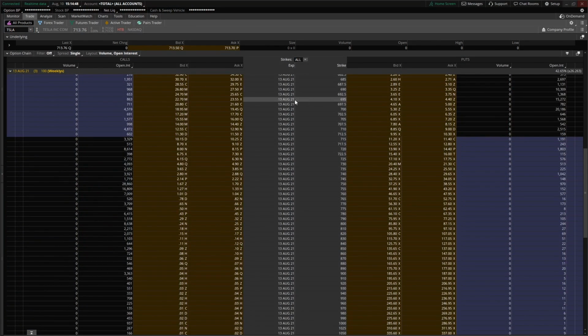Over on the left side we have the calls, and over here we have the puts. For calls you have bid and ask, and for the puts you also have the bid and ask. Same for the stocks as well.